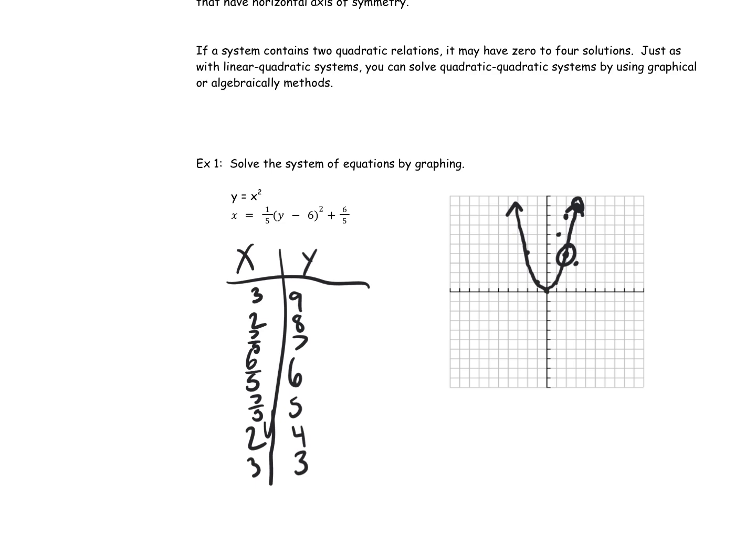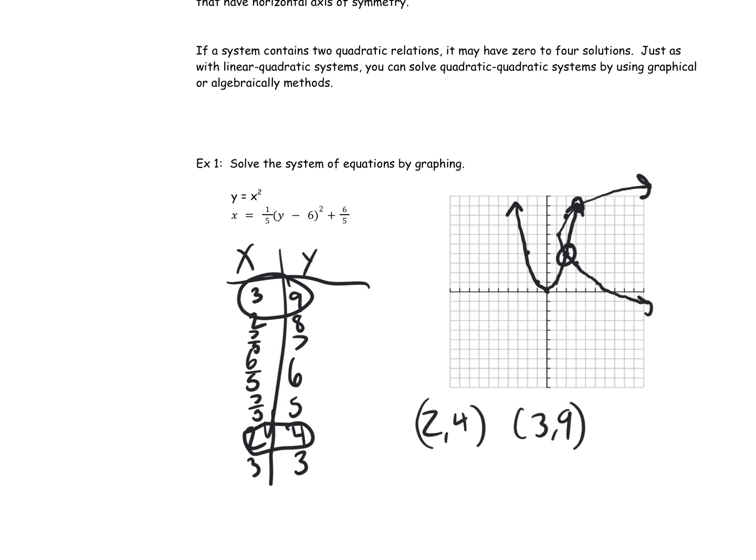So the parabola like this is going to open pretty wide because it does have that 1/5 in front of it. It's not compressed vertically, it's compressed horizontally. So there you have it. So we actually have found our two solutions, and they are at 2, 4 and at 3, 9.